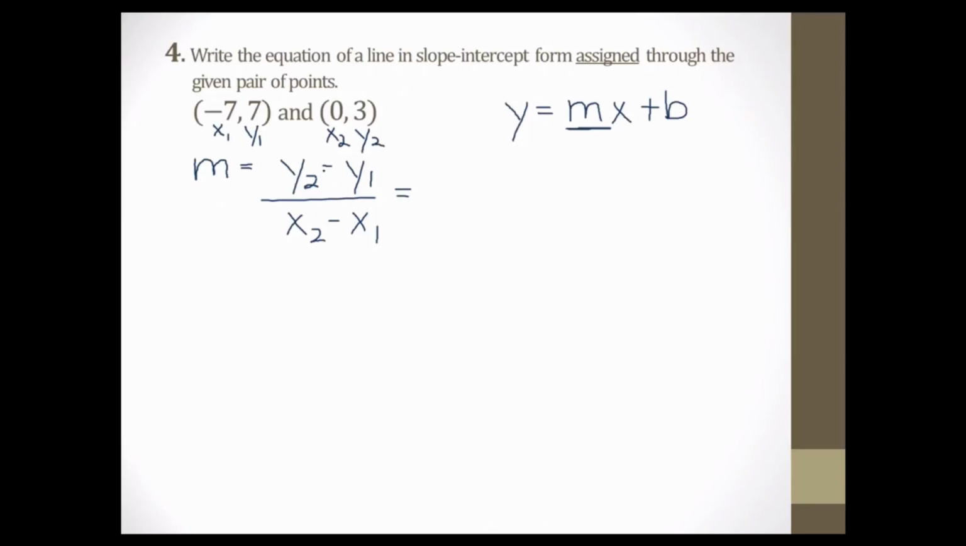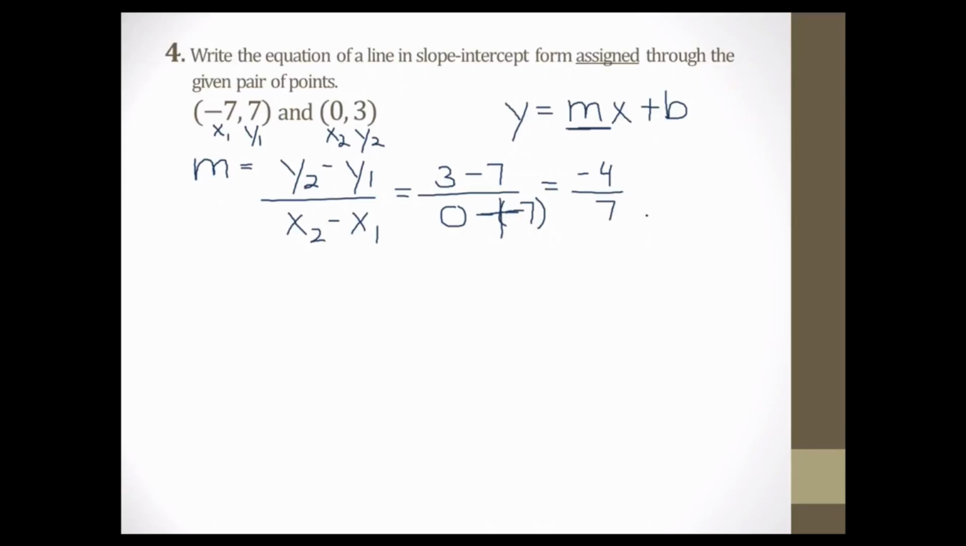So starting with y2, I have 3 minus y1, which is 7, and then over x2, which is 0, minus x1, which is negative 7. So the first negative is from the formula, and the second negative is from the actual coordinate. Okay, so I'm going to simplify top and bottom. 3 minus 7 gives me negative 4, and then 0 minus minus actually turns into a plus. So 0 plus 7 is just 7.